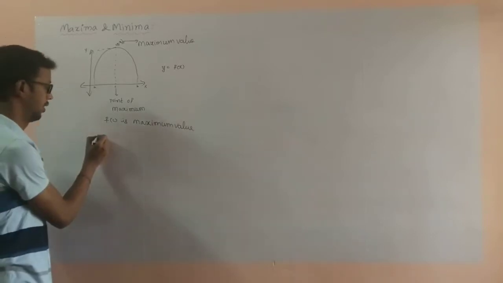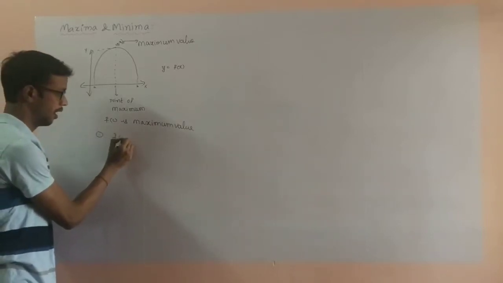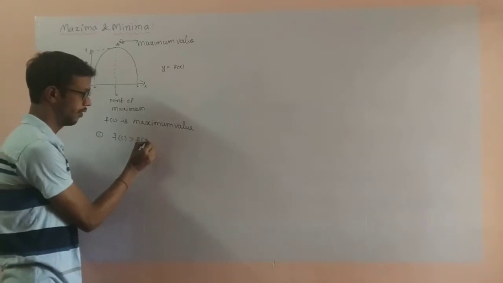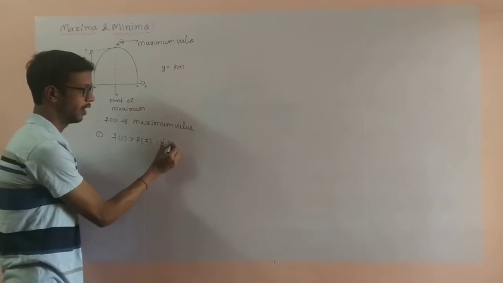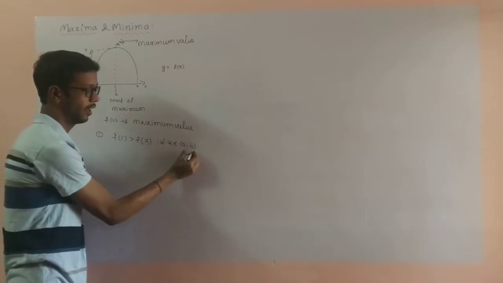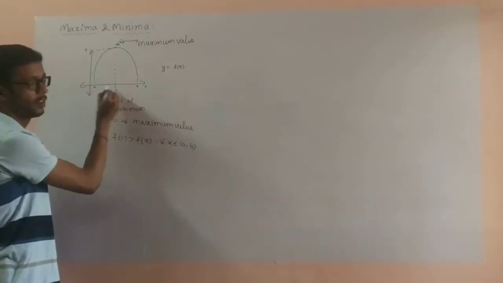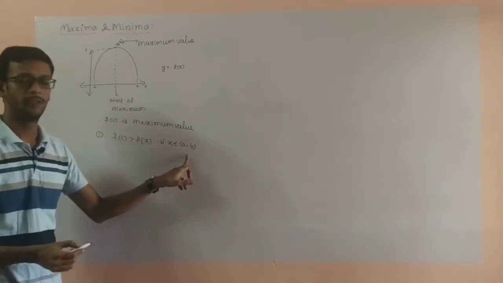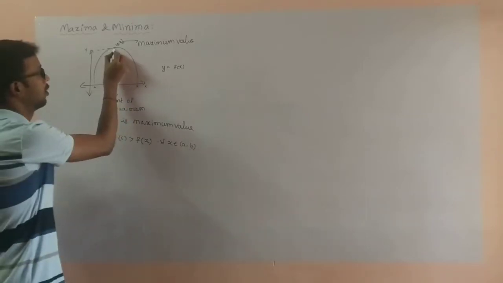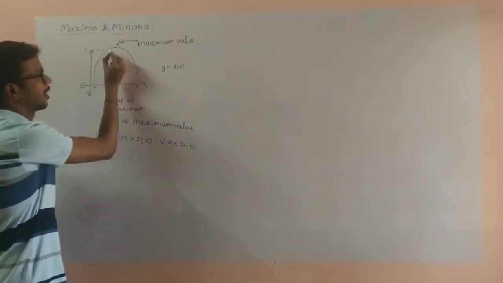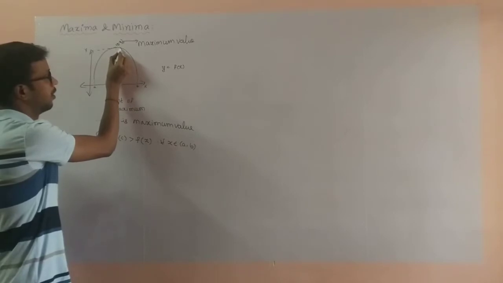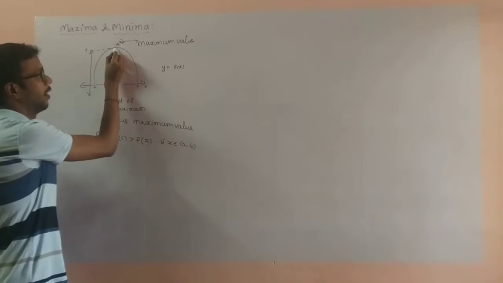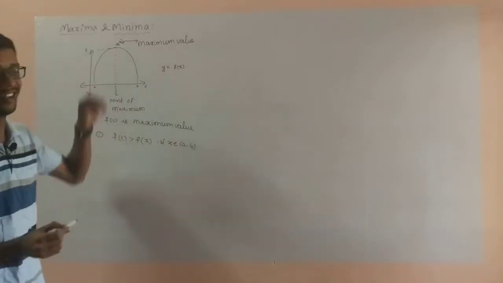Theoretically, how will we write it? f of c is greater than f of x for every x belonging to the open interval (a, b). For any value in this interval, f of c is compulsorily greater. For example, you can see this value is greater than this value, and the left side value and right side value are also less than f of c. So this is the maximum value.